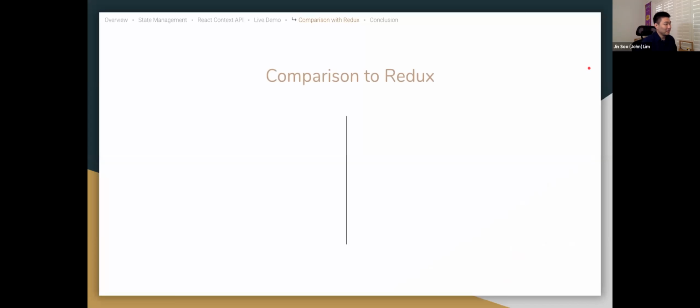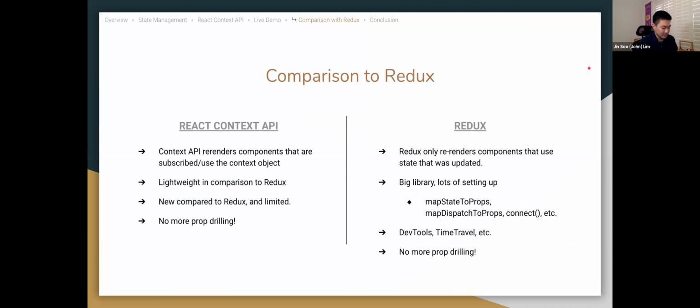All right, great demonstration. So, comparison to Redux. First, why are we comparing it to Redux? I think we just need to talk a little bit about what Redux is. Redux is also a state management tool or library. And the reason why we're comparing Context API to Redux is because it's more well known and it's been around a little bit longer than Context API.